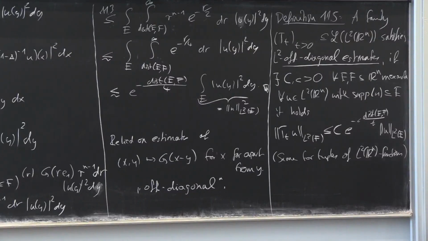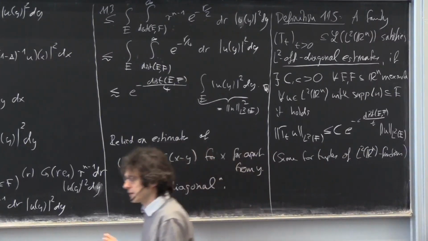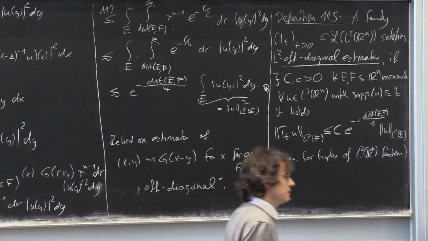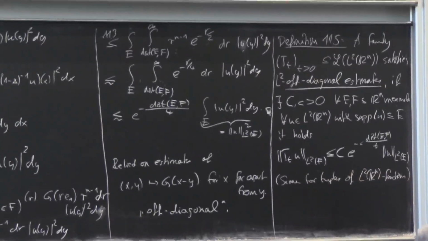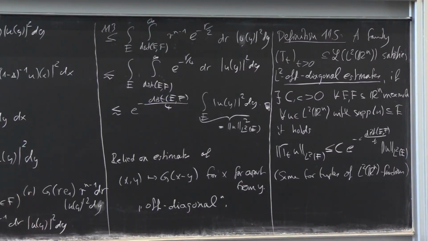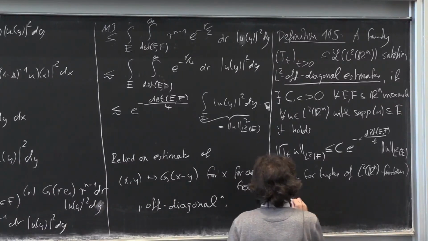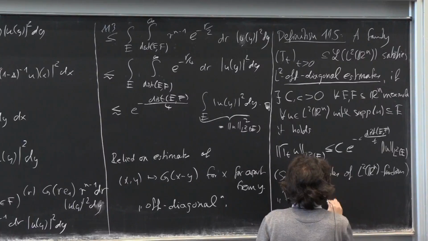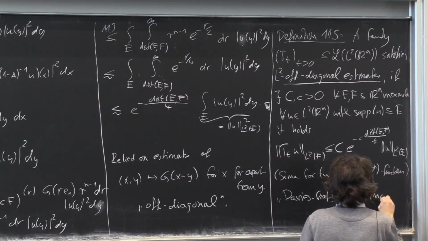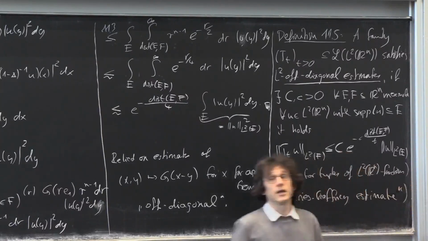As I said, this notion first appeared in the context of semigroups. It was a contribution of Gaffney in the 50s, and they were then reused and made popular by Davies in his groundbreaking work on semigroups, and that's why they are also often called Davies-Gaffney estimates. So if you find this in the literature, this is more or less synonymous to off-diagonal estimates.